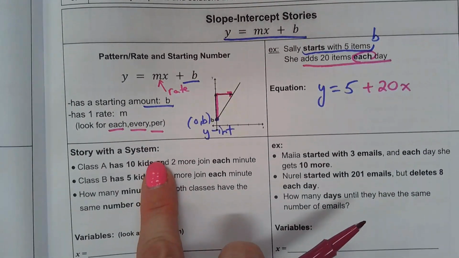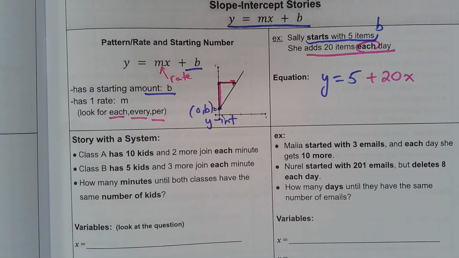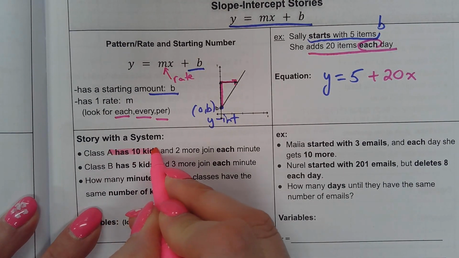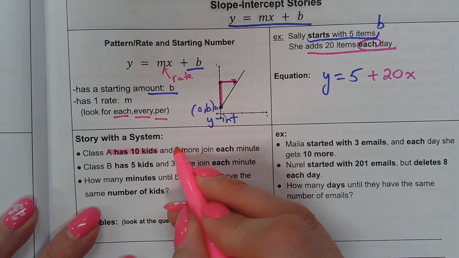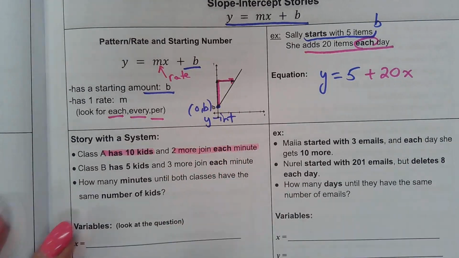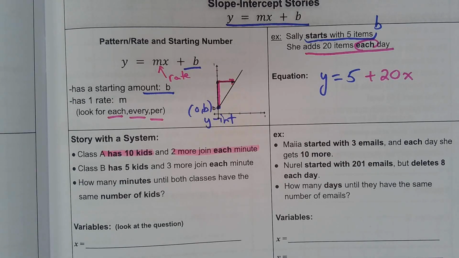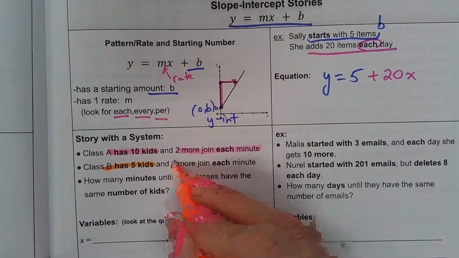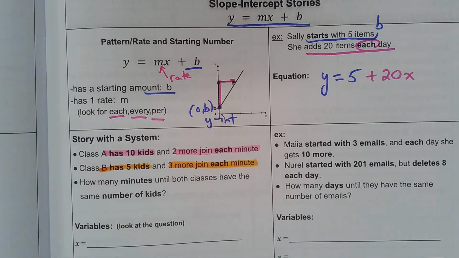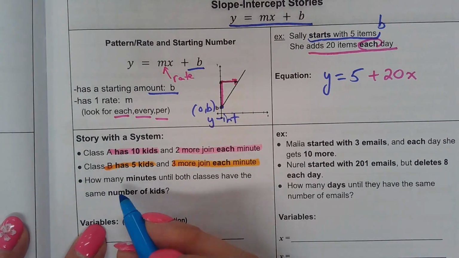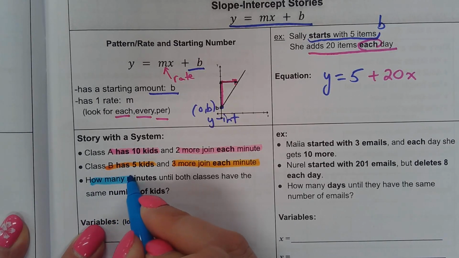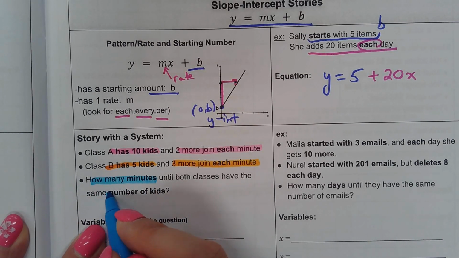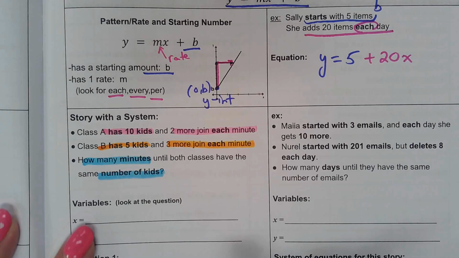Now let's take a look at a system where you have to write 2 equations. So we have the first one. Class A has 10 kids. 2 more join each minute. And Class B has 5 kids. 3 more join each minute. Okay. Now here comes the question. How many minutes until they have the same number of kids?